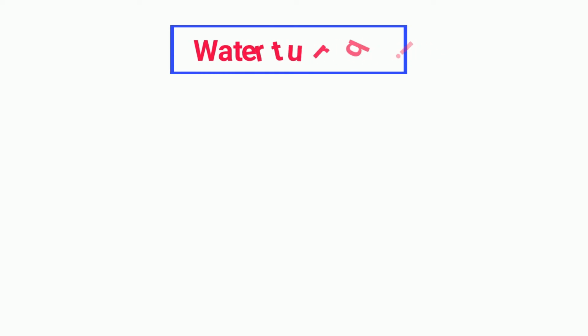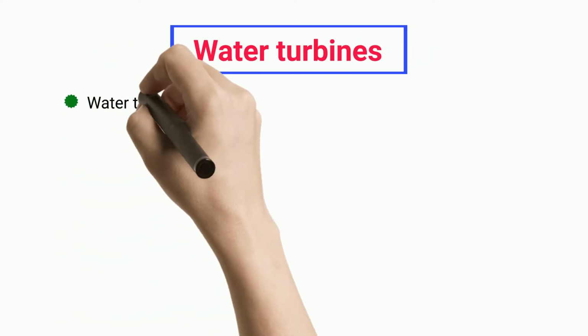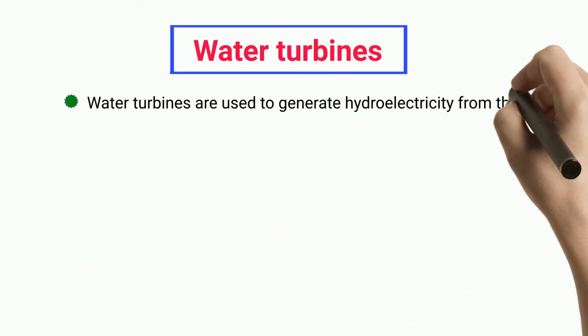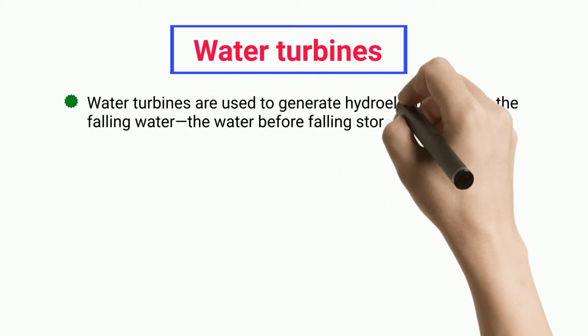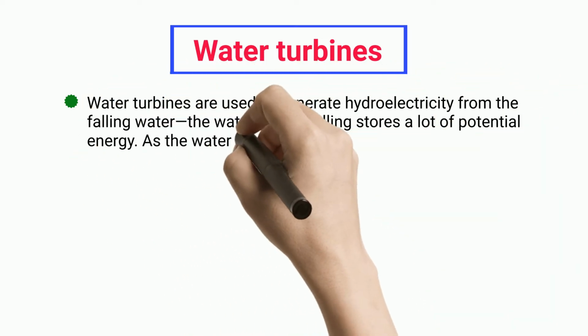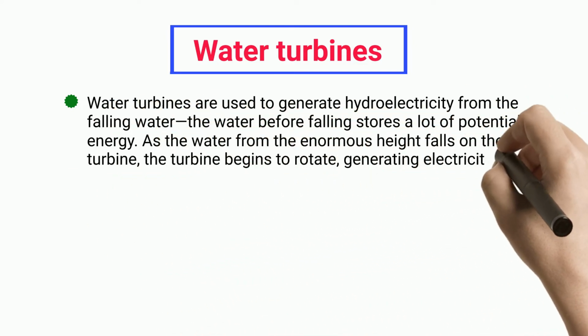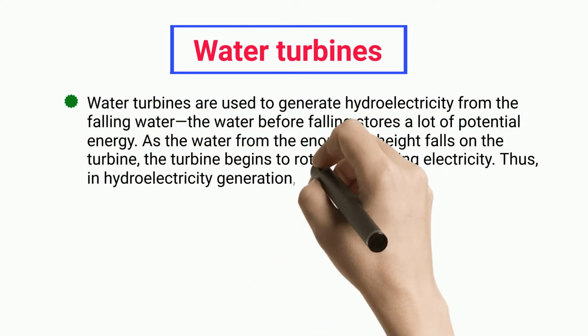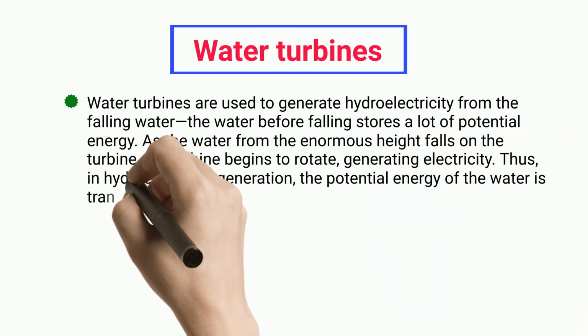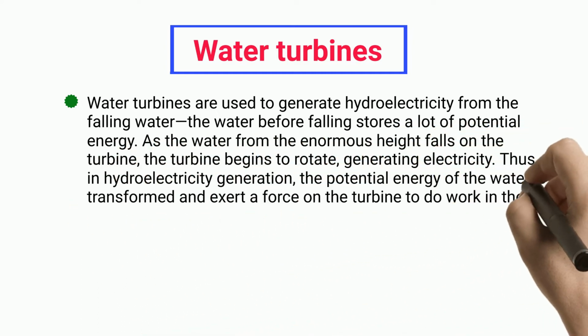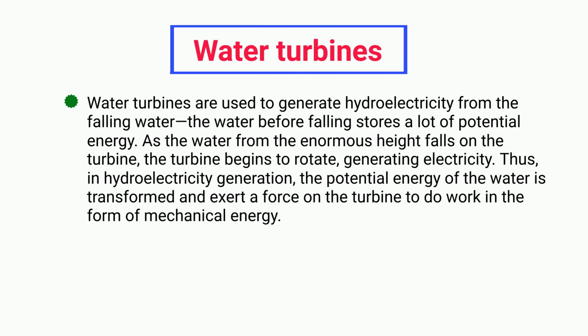Water turbines. Water turbines are used to generate hydroelectricity from the falling water. The water before falling stores a lot of potential energy. As the water from the enormous height falls on the turbine, it begins to rotate, generating electricity. Thus, in hydroelectricity generation, the potential energy of the water is transformed and exerts a force on the turbine to do work in the form of mechanical energy.